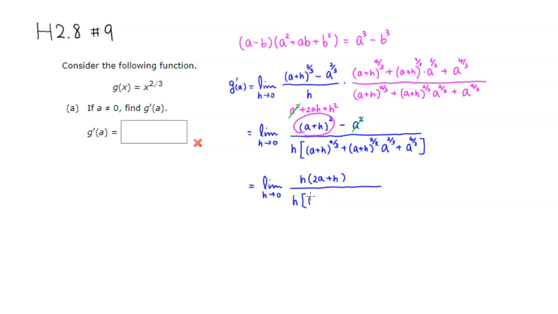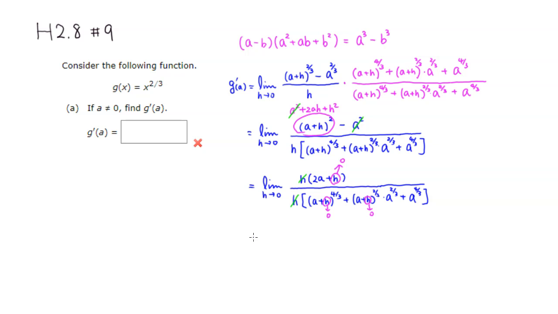So you have h times quantity a plus h to the 4/3 power plus quantity a plus h to the 2/3 power times a to the 2/3 power plus a to the 4/3 power. Then we can cancel h on top and h on the bottom. Then h goes to 0, so h is going to approach 0. This h is going to disappear, and that h is going to disappear.